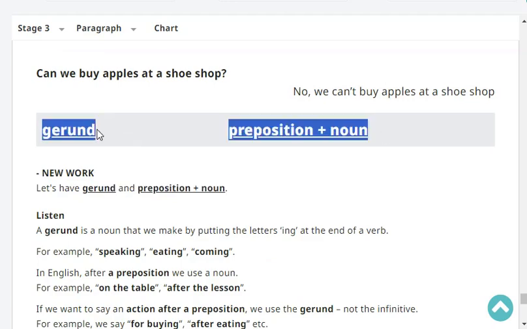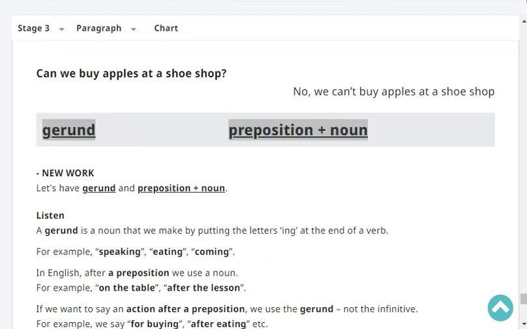Gerund. Preposition plus noun. Very good. Okay, now let's talk about gerund and preposition plus noun. Okay, listen. So let's review first.